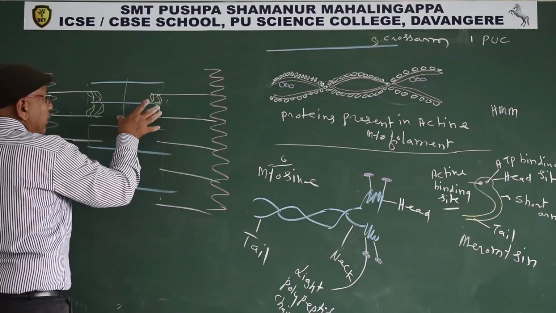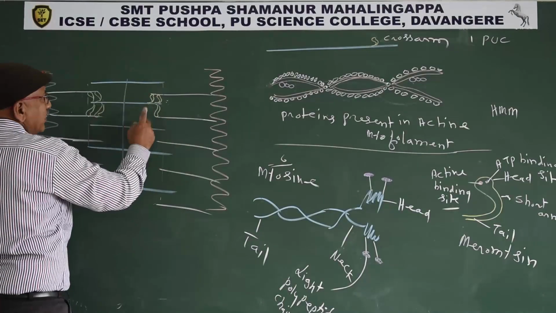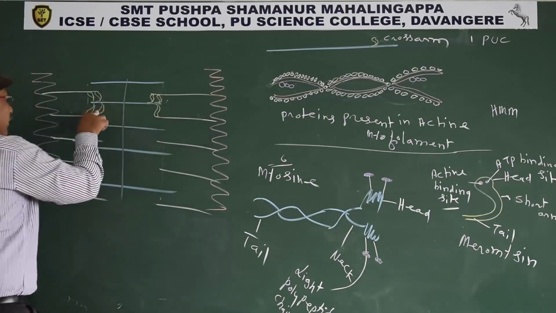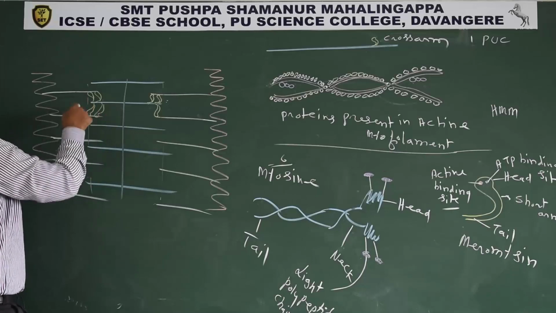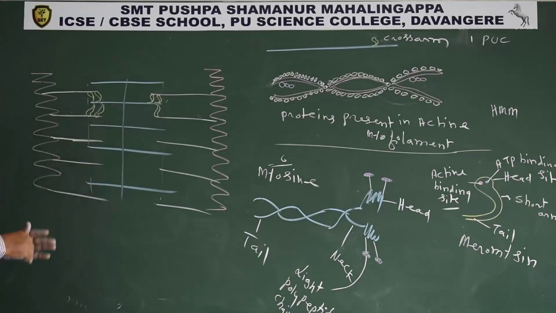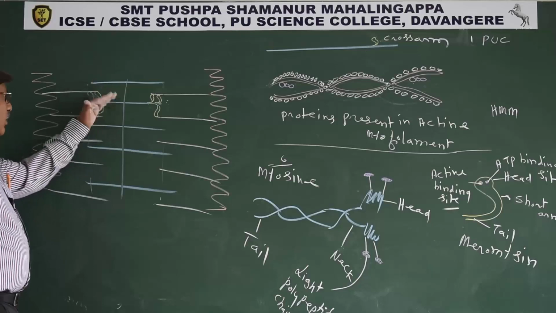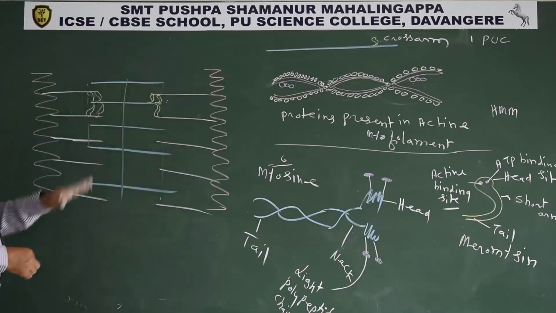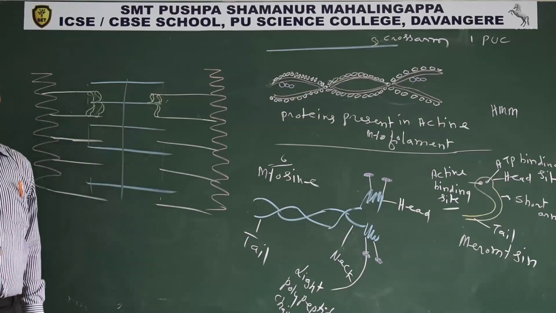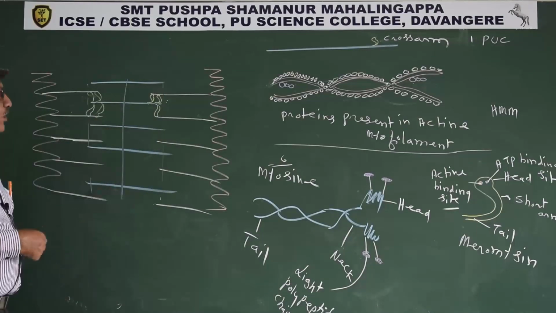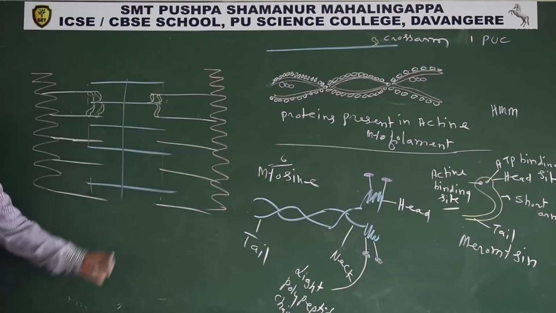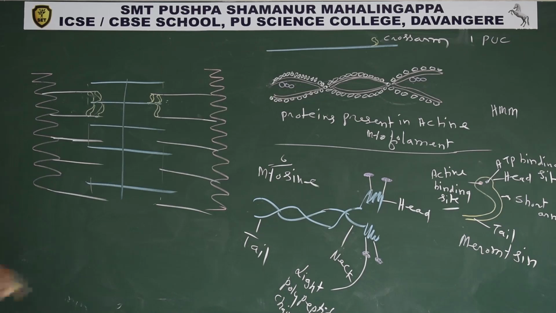So 50% of meromyosins attach to actin filaments of one half of the I band. The remaining 50% of meromyosins attach to actin filaments of another half of the I band. The meromyosins pull the actin filament towards the myosin. As a result, actin filaments slide over myosin filament. That's why it is known as sliding filament theory. Now we discuss sliding filament theory.